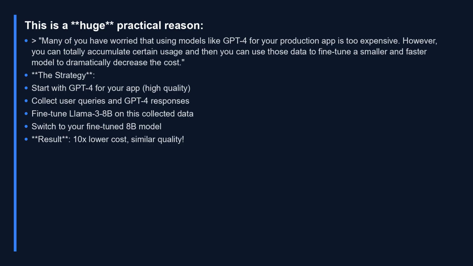your specific use case. Switch your production traffic to the fine-tuned 8b model. The result is roughly 10 times lower inference cost with comparable output quality for your domain. You use the expensive model to teach the cheap one, then retire the expensive one.